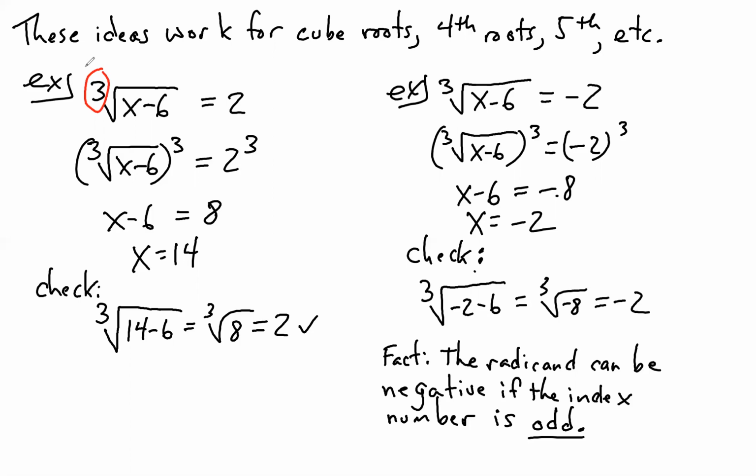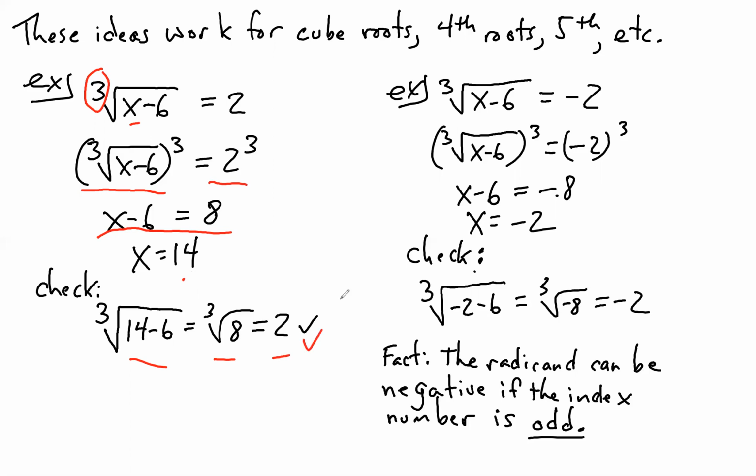The cube root of x minus 6 is equal to 2. Now to get rid of the cube root, I'm going to cube each side. I cube the left side, I cube the right side. I get x minus 6 is equal to 8, which gives me x is 14. We're going to make sure that worked. I'm going to take 14 and plug it into x. 14 minus 6, that's 8. The cube root of 8 is 2, and we are good.